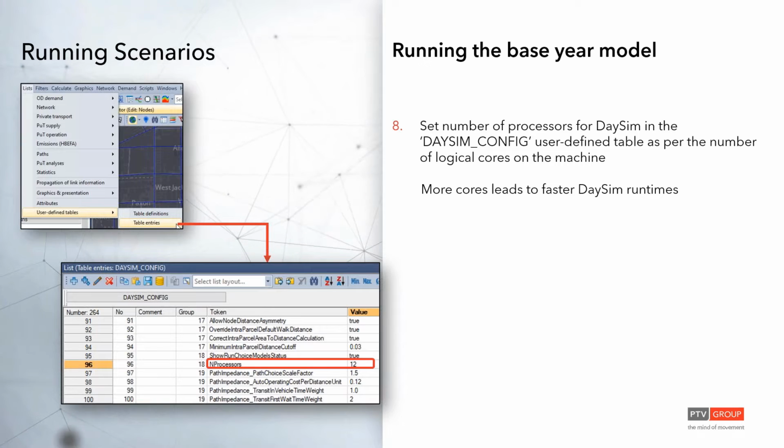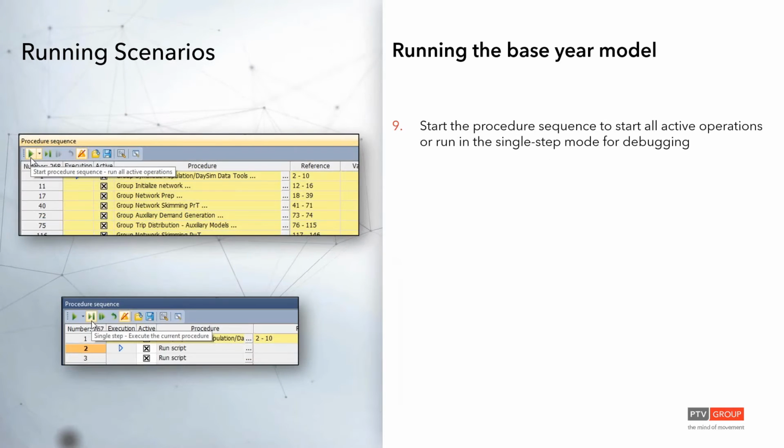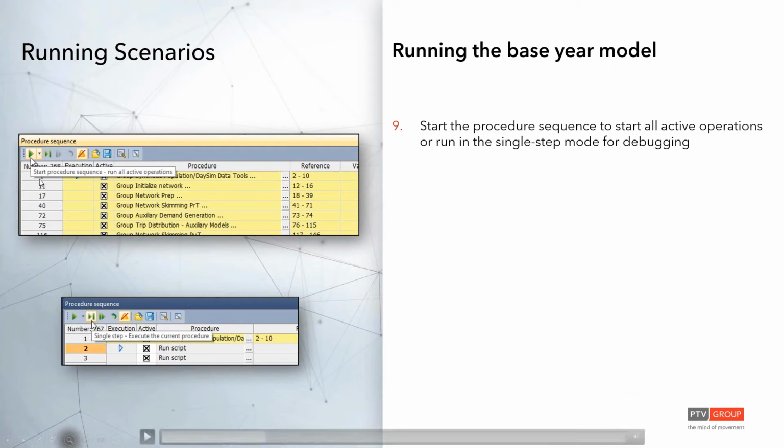And before launching the run, there's another setting that you might want to update, and we'll talk about this in a bit once I jump into Visum. But I'm just going to walk you through these steps. So once you have made the change to the number of processes in the DaySim config file, you can come back to the procedure sequence window, and you can start the procedure run.